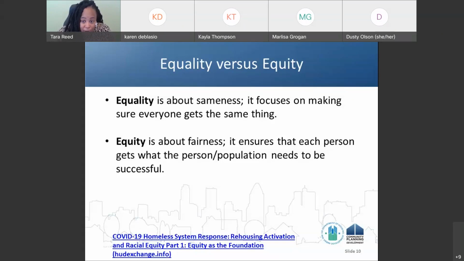Our supports for individuals experiencing homelessness can no longer ignore existing disparities and try to be one size fits all. To truly achieve equity within our system, our policies and procedures must shift away from prioritizing an equal distribution of resources approach to prioritizing an equitable distribution of resources so as to ensure equitable outcomes for everyone. Next slide, please.